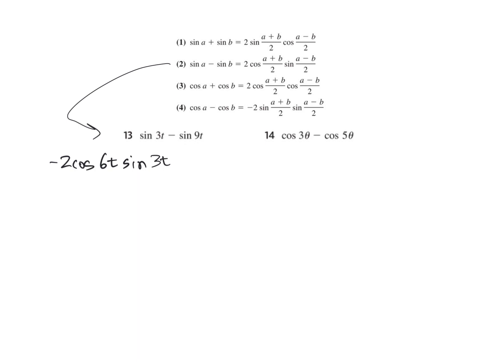14 is cosine minus cosine. Again, we're going to use this. Negative 2 times the sine of the 2 added together. 3 plus 5 is 8. Divided by 2 is 4 theta. Times the sine of the difference. 3 minus 5 is negative 2 theta over 2. So the negative is going to make this a positive. And 2 theta over 2 is just theta. Okay? So those are the answers for 13 and 14.